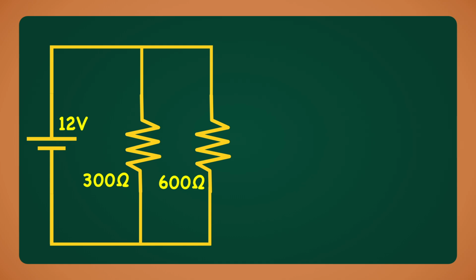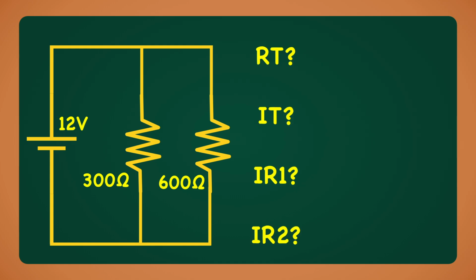With this information, let's find the total resistance in the circuit, the total current in the circuit, and the current across each resistor. Let's work with what we know about a circuit with resistors in parallel. First, we know that the voltage is constant throughout the circuit. It is 12 volts. Next, in order to find the total current in the circuit, we have to find out the total resistance RT. Once we know the total current, we can calculate the current flowing through each resistor.